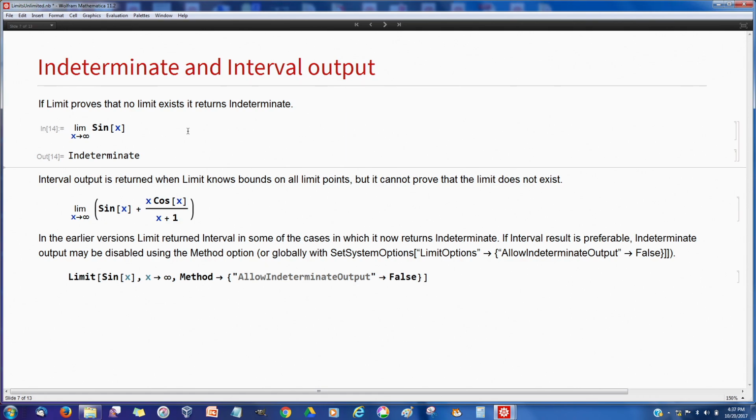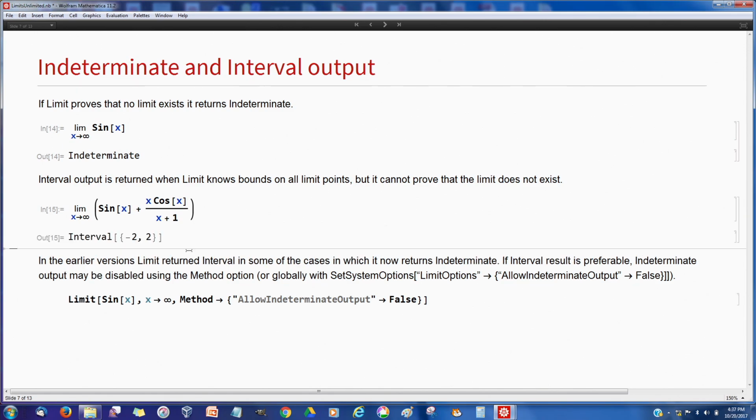Interval is returned if we cannot prove that the limit does not exist, but we have bounds on the set of limit points. So like in this case, it is too difficult for us right now to prove that the limit does not exist here, but we can easily bound the set of limit points, and it's interval -2 to 2. The older versions of Mathematica were always returning intervals in such cases when it could compute intervals.